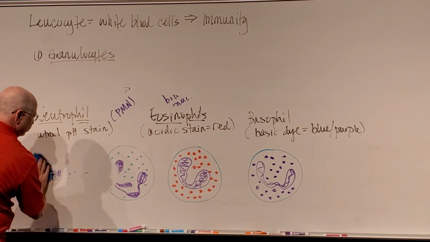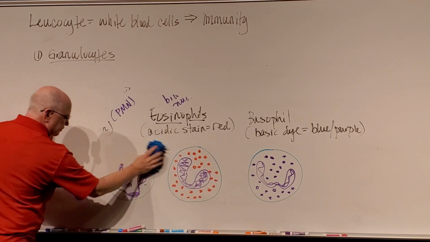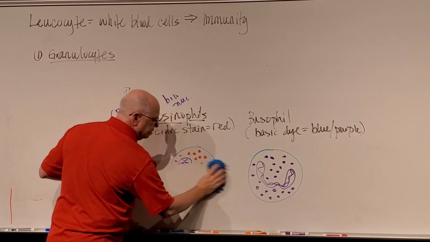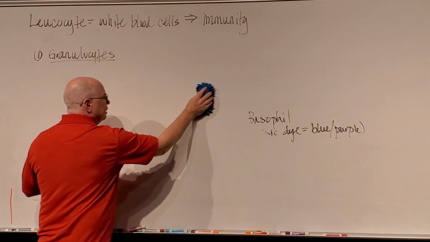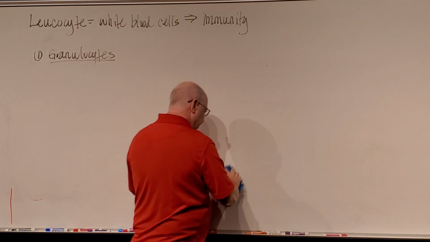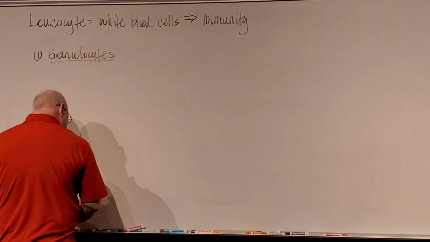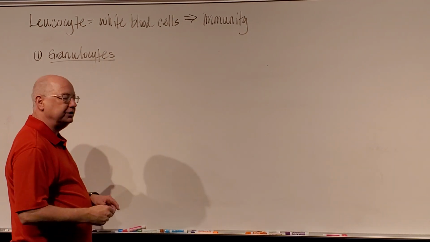So I'm going to erase all this so we can focus on the agranulocytes. Essentially what you need to know, if you're in my class, for testing purposes is the wording that's in bold under each one of these cells in the note set, okay? That's what I was trying to get across to you. I feel like I was stumbling a little bit.